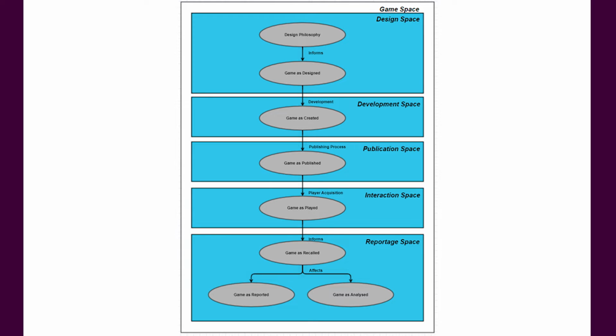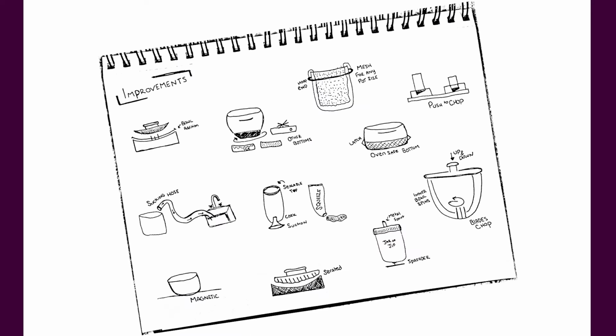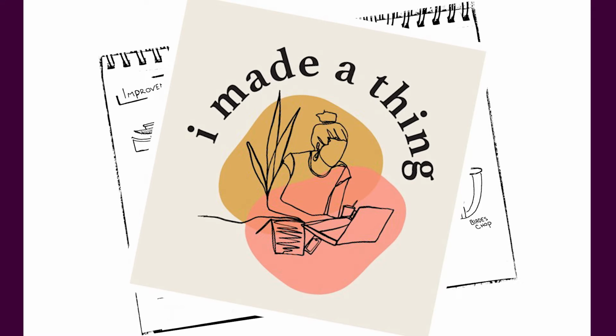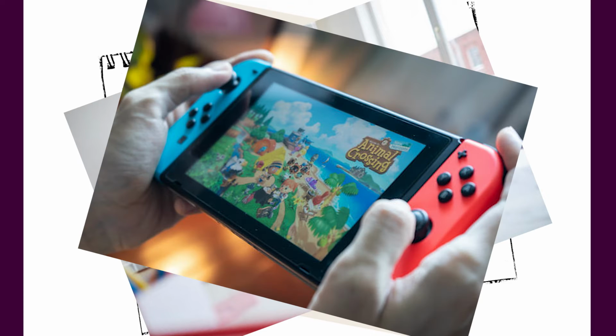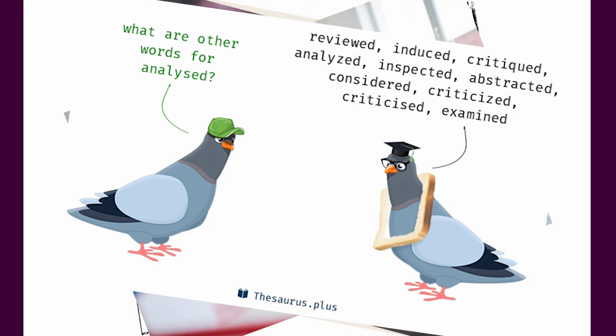Now we know what values are, we can look at the game space so we can see how values integrate into each space. Ooh, pretty diagram! 8 game components fit into these 5 spaces. The design space deals with concepts and ideation. The development space deals with making the thing. The publication space deals with, you guessed it, publication. The interaction space is where the game is actually played, and the reported space looks at how the game is analyzed and critiqued based on how players recall their experience.